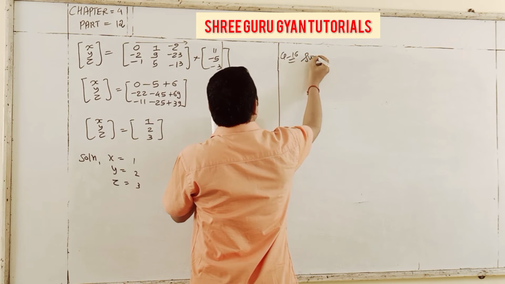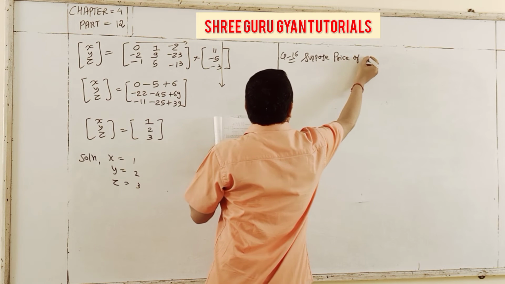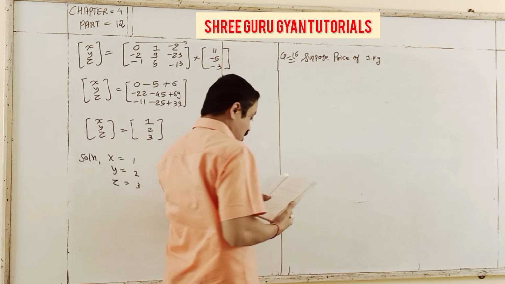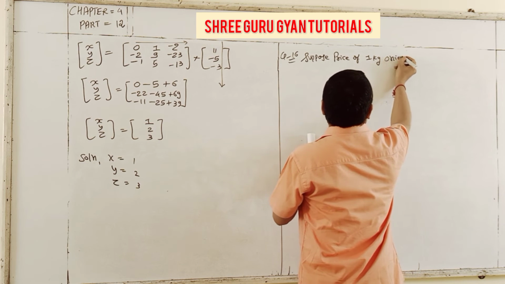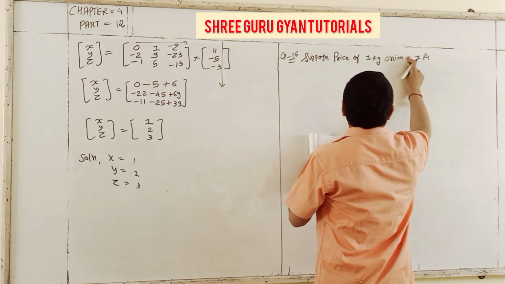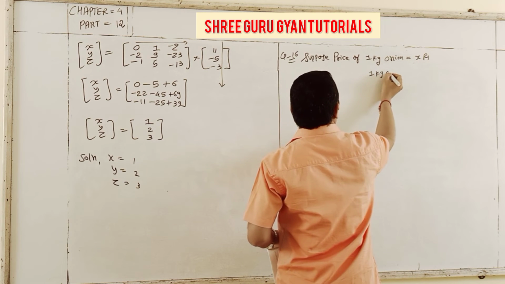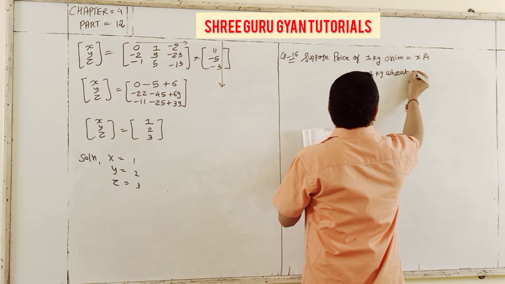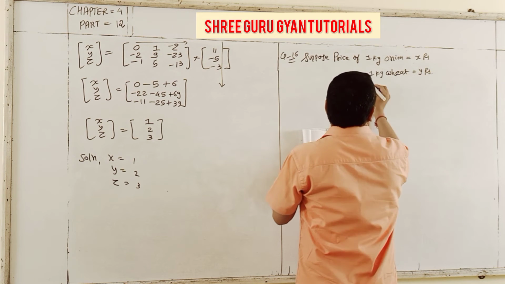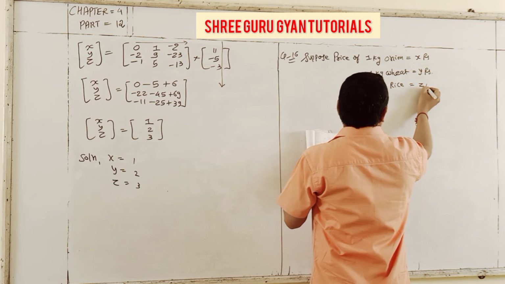Suppose the price of 1 kg of onion is X rupees, the price of 1 kg of wheat is Y rupees, and the price of 1 kg of rice is Z rupees.